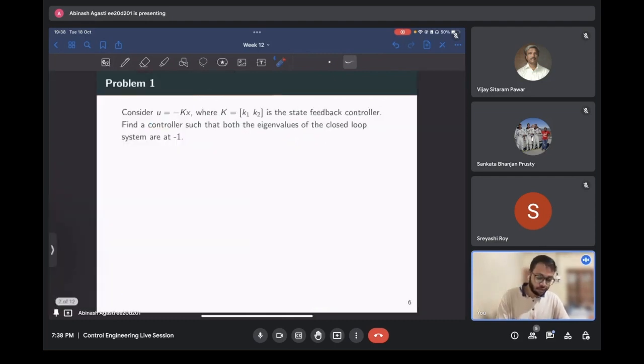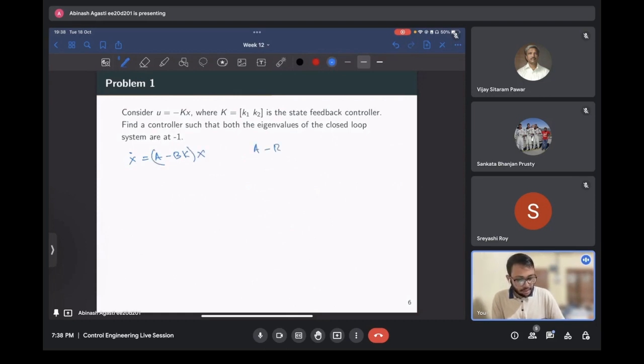Okay, we move on ahead. Now consider u equal to minus kx. Let's take that. With u equal to minus kx, x dot equals (A minus BK) x, right? So A minus BK is [the matrix with entries] 1, 5, 0, minus 1, minus 10 k1, k2.